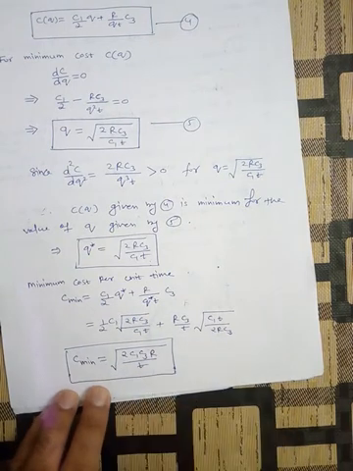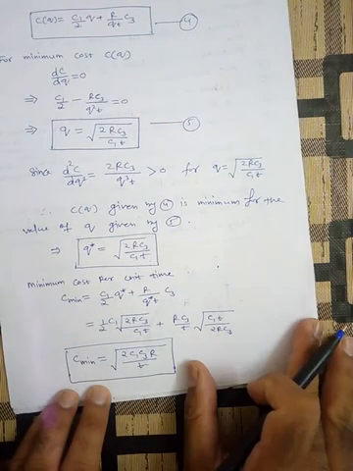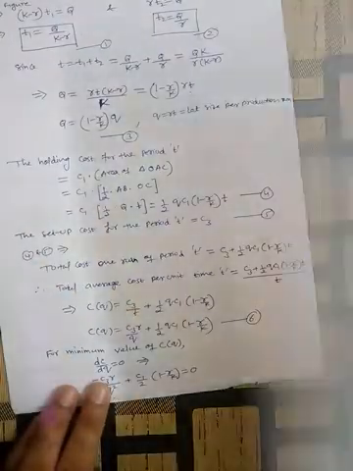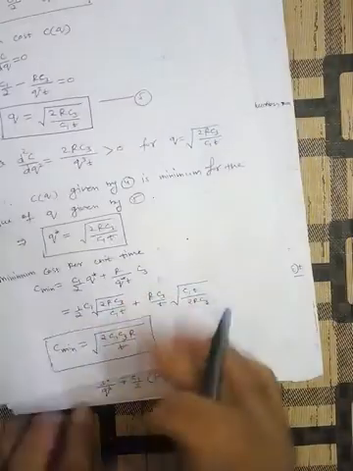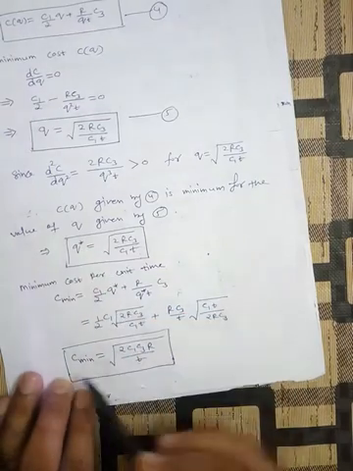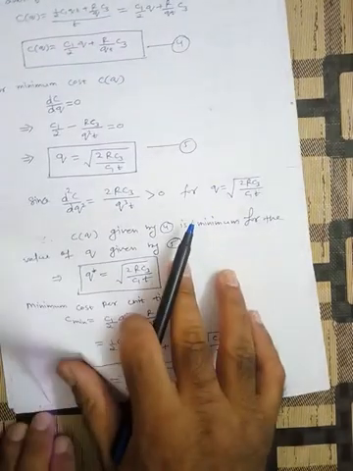This is our cost. And from here, this is the model. This is our model. Fine. So in this model, we have evaluated Q star and C minimum. We have not evaluated T star.